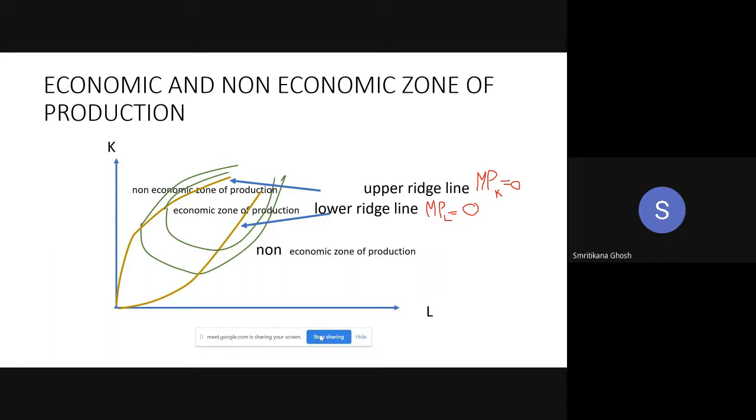Any other question? These are very much conceptual, so make your concept clear.